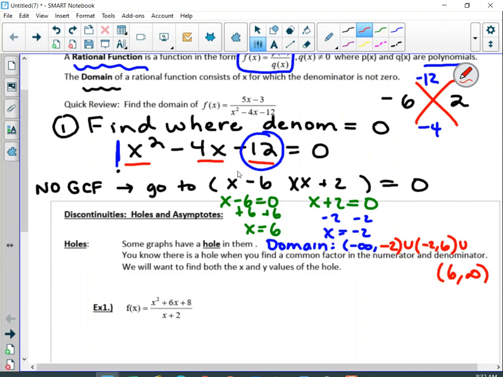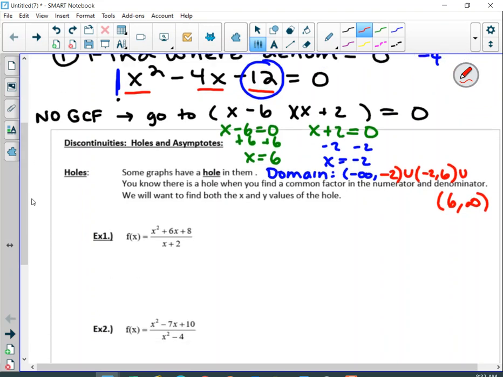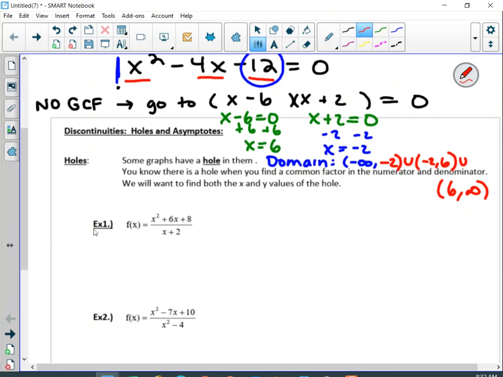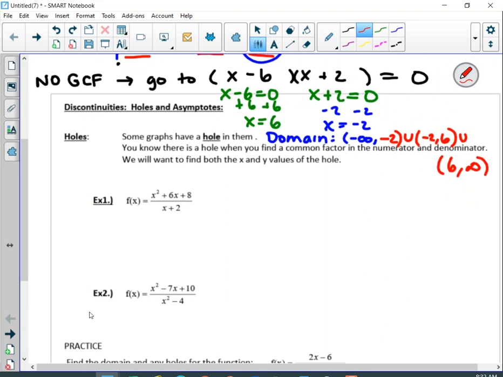So, here's what I want you to do for this one. Before we talk about a hole, which will be the next idea, I want you to look at both of these, example 1 and example 2, focus just on the denominator, and find the domain for me. Okay, just the denominator, because that is where we go for the domain. The first one's a little bit easier than the second one. The second one, you gotta do a little factoring.